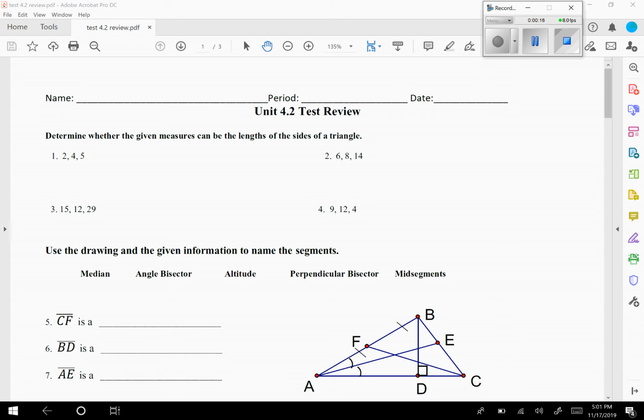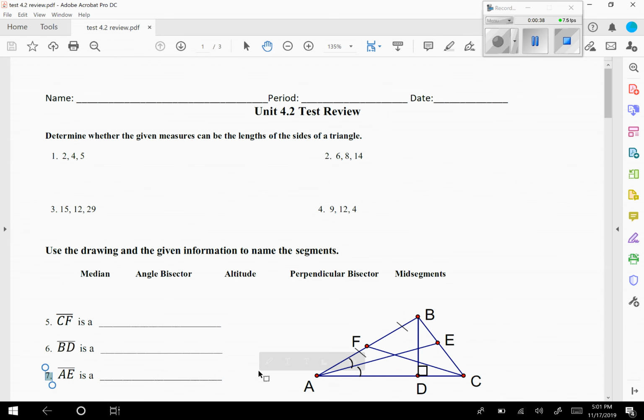All right, so first thing here, it says determine whether the given measures can be the lengths of the sides of a triangle. Okay, so you have to take your short side and your medium side, and you have to add them, and it has to be greater than the longest side. Now you have to be careful, and y'all have to look at which numbers are your short and your medium. You can't just always assume they will be in order.